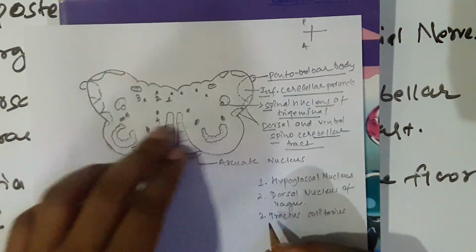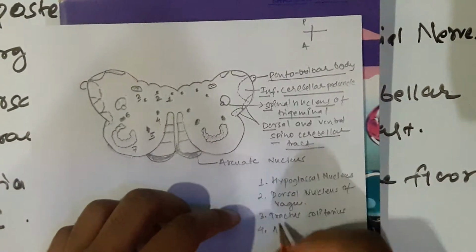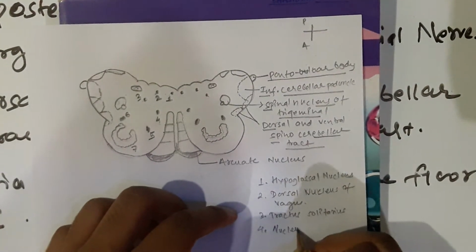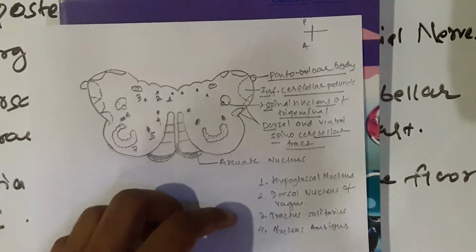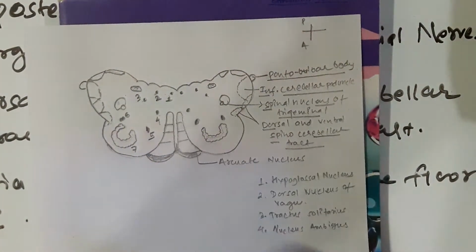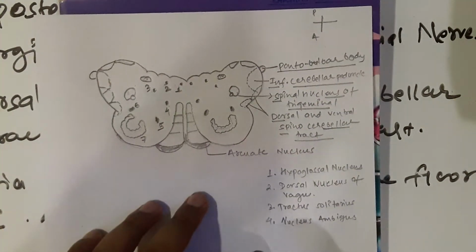Now the fourth one is the nucleus ambiguus, deep in the reticular formation, giving rise to the motor fibers of the 9, 10 and 11 cranial nerves.